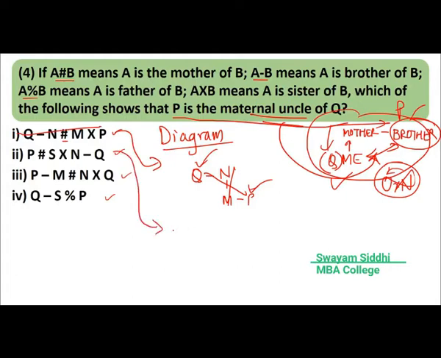What is it? P hash S, that means P is the mother of S. S X N, S is sister of N, that means S and N are sisters. So I'll write again over here: P is mother of S, S is sister of N. For siblings, we have already shown an arrow, and we'll use a double-edged arrow for siblings. So S is sister of N, and N dash Q, N is father of Q.